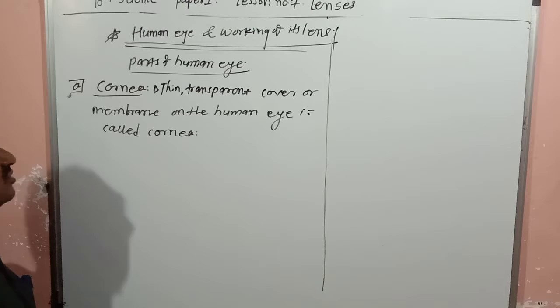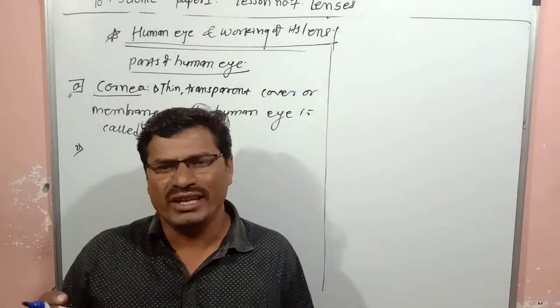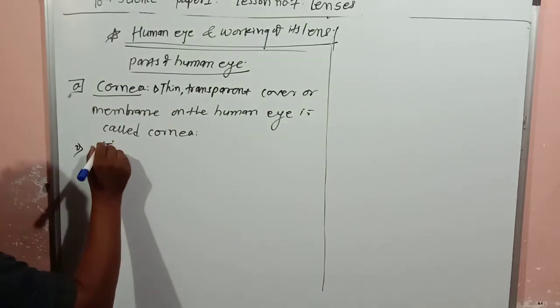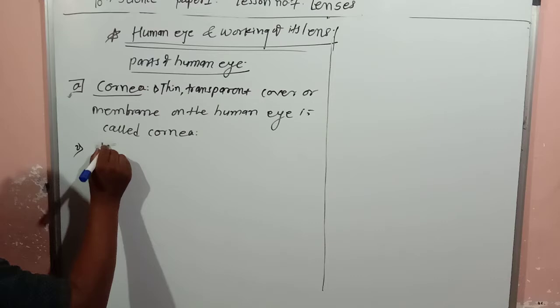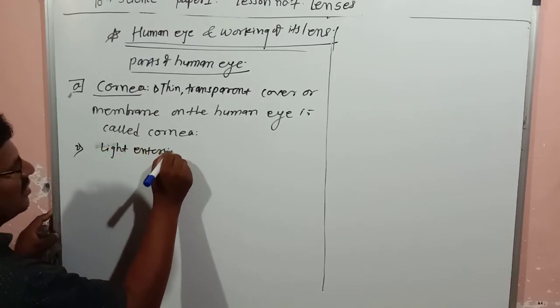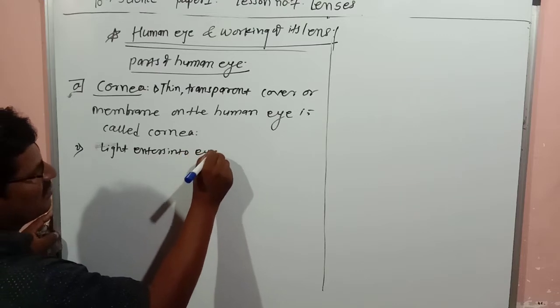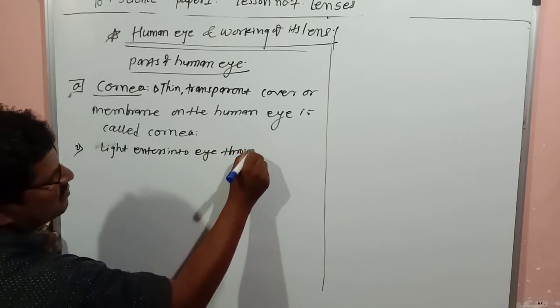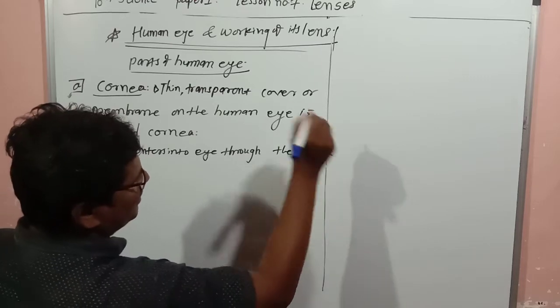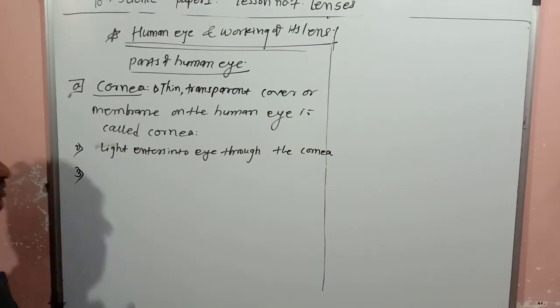So what is the function of cornea? In that, the second point we will write: light enters into the eye through the cornea.